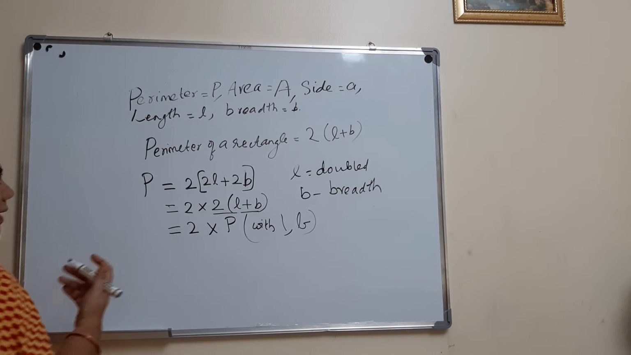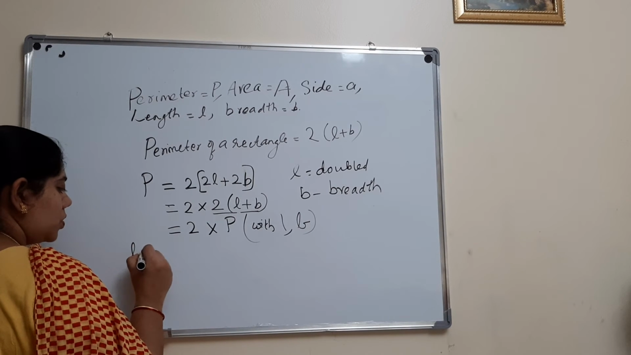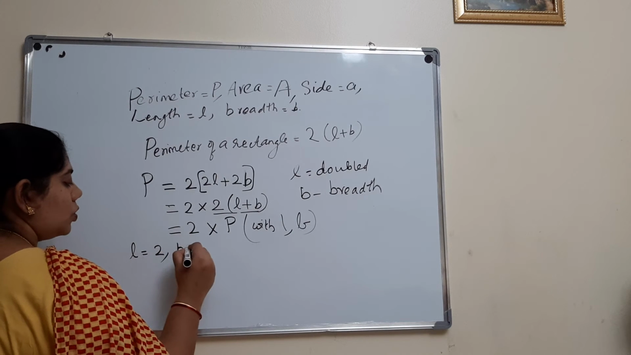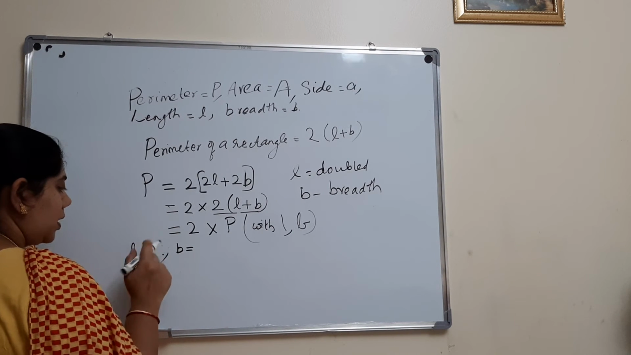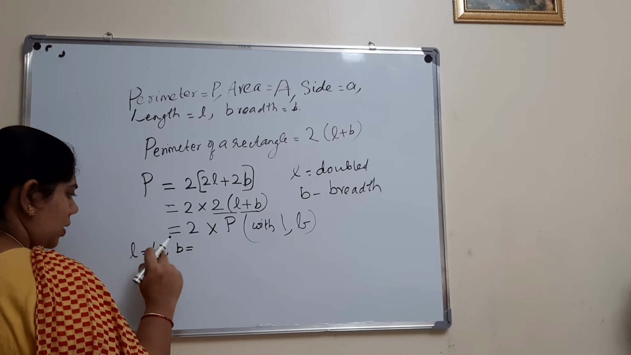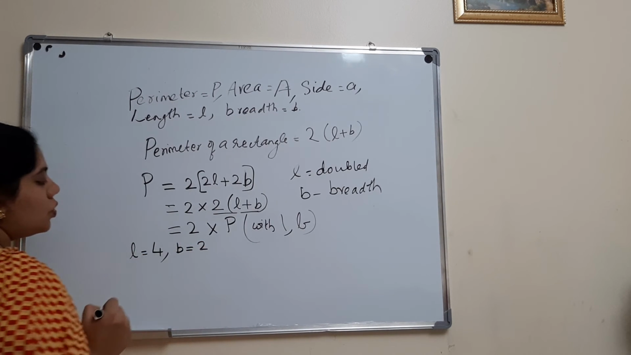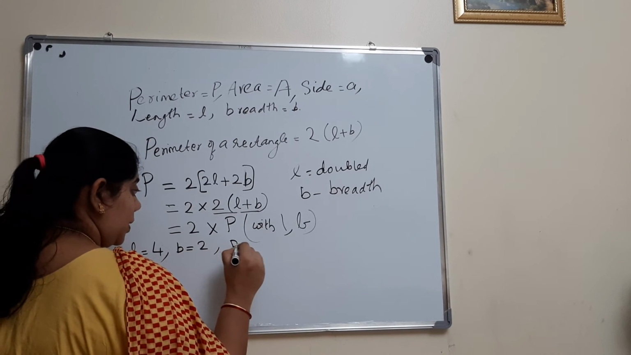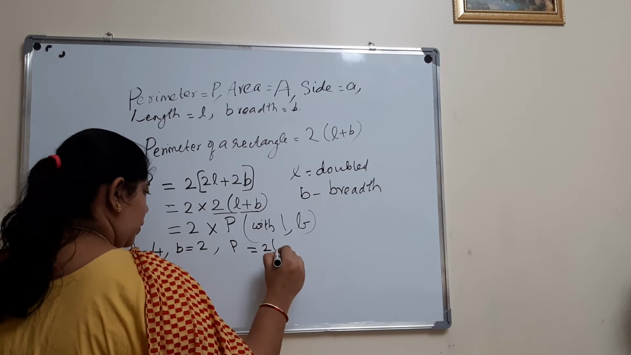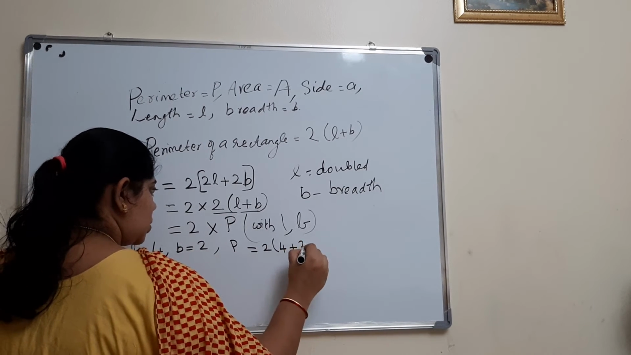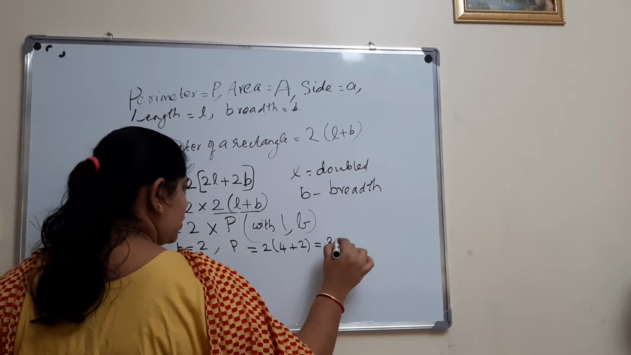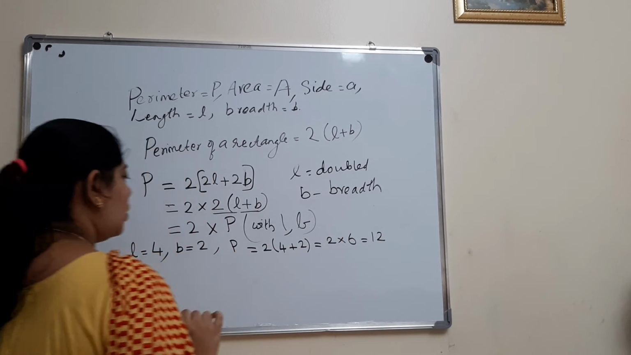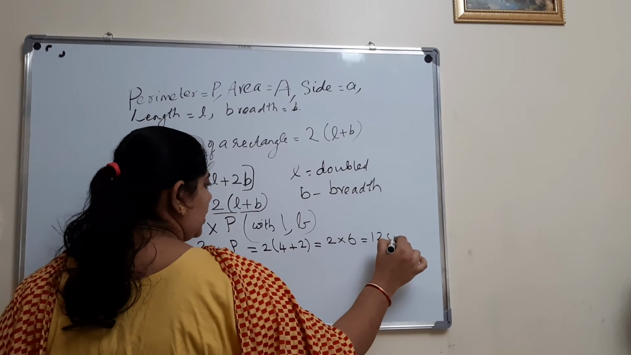Okay, the same question I will explain with numbers. Say length is 4 and breadth is 2. Length will always be bigger, no? So when the length is 4 and breadth is 2, what will be the perimeter? Perimeter equals 2 into (4 plus 2), that is 2 into 6, 12. These are all in centimeters, so 12 centimeters.